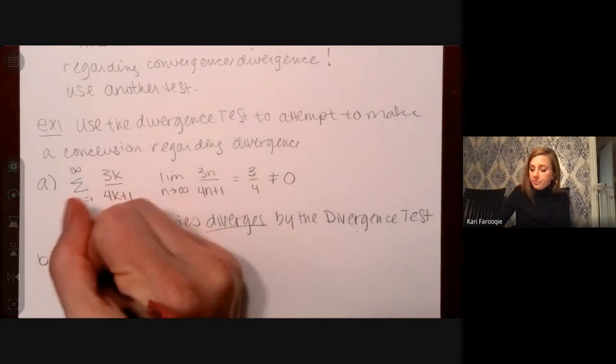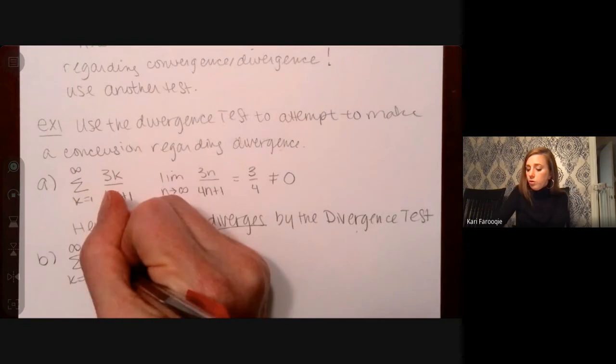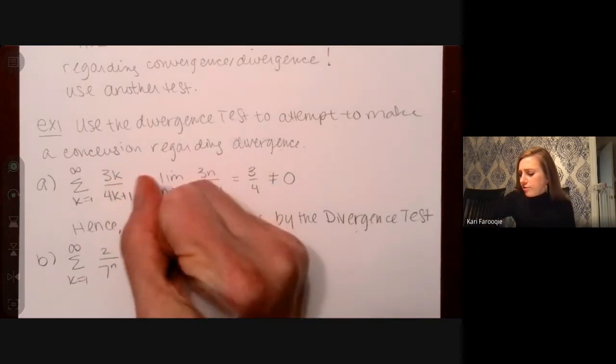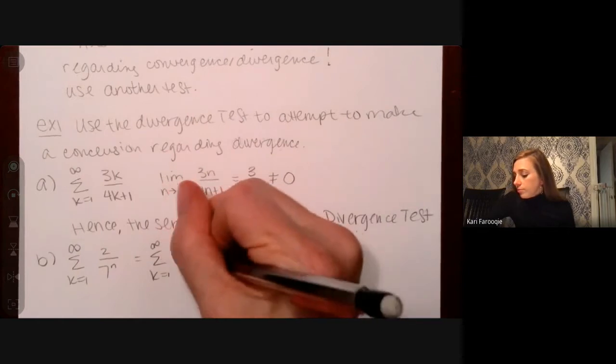B, this is the series from 1 to infinity of 2 over 7 to the nth power. Now, if this series looks familiar, it's because you've done a ton of these already from 8.2 when we were talking about geometric series. And if you're like, wait a second, this doesn't look geometric, we're going to make it geometric.